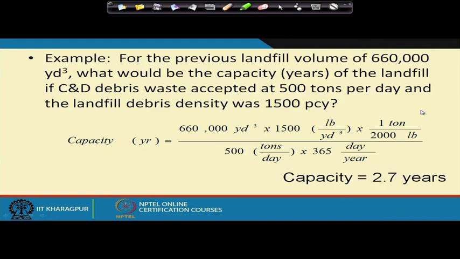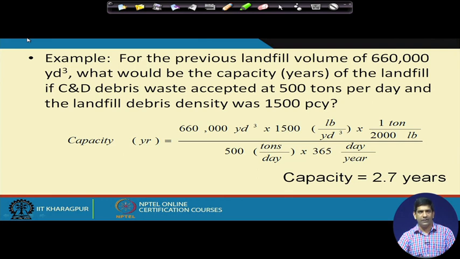So in this calculation, let's do the math for a hypothetical scenario, where the landfill volume is 660,000 yard cube. What would be the capacity in years of the landfill if this C&D landfill, for example, accepts 500 tons per day, and the C&D debris density is 1500 pounds per cubic yard. So we have pounds per cubic yard, this is the density given to us. Again, you can convert everything to kg per meter cube and all that. I gave you the conversion unit.